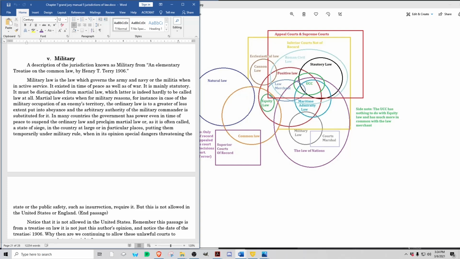It must be distinguished from martial law, which is hardly to be called law at all, even though that's technically what we're under, martial law from the Civil War. Martial law exists when, for military reasons, for instance, in case of military occupation of an enemy's territory, the ordinary law is to a greater or less extent put into abeyance, and the arbitrary authority of the military commander is substituted for it. Well, as I said, we've had martial law ever since the Civil War.